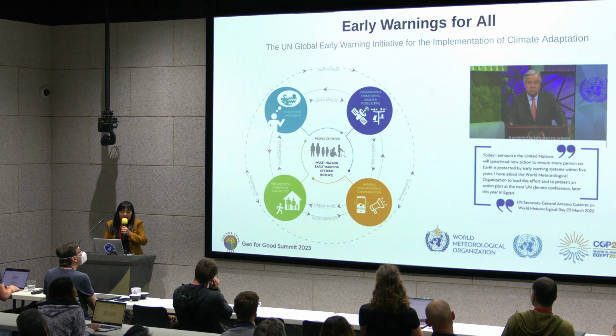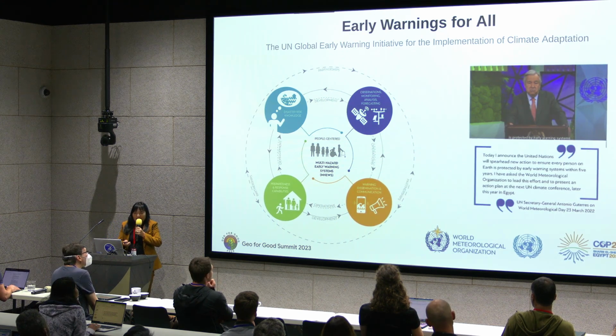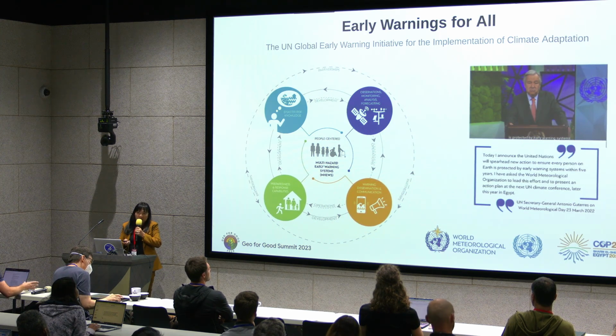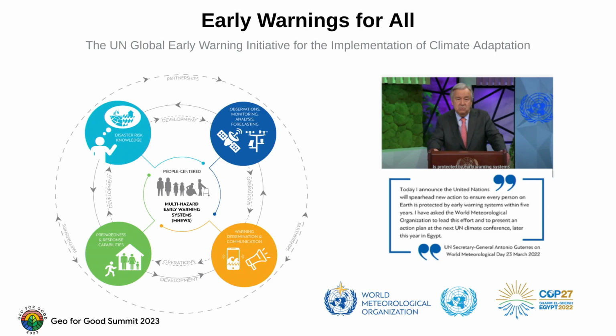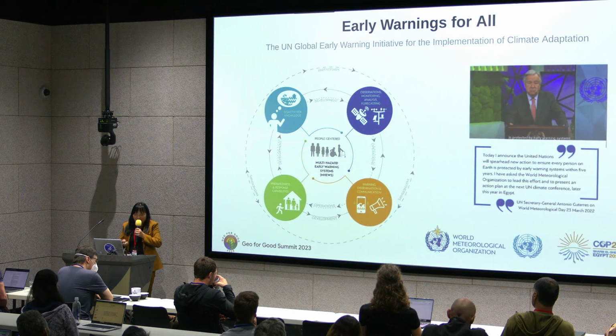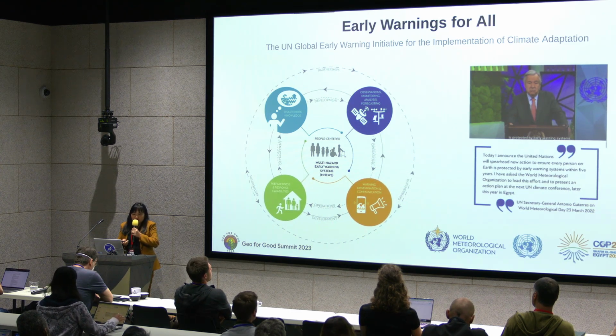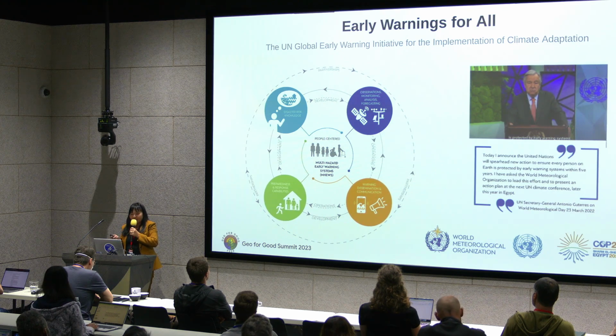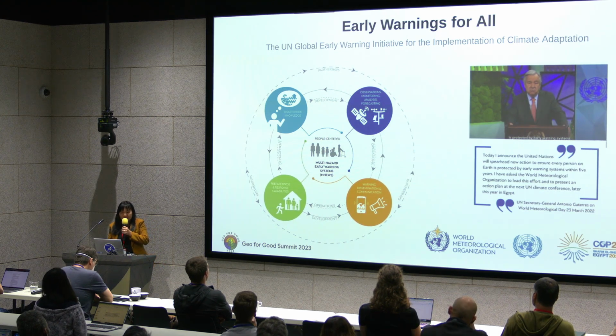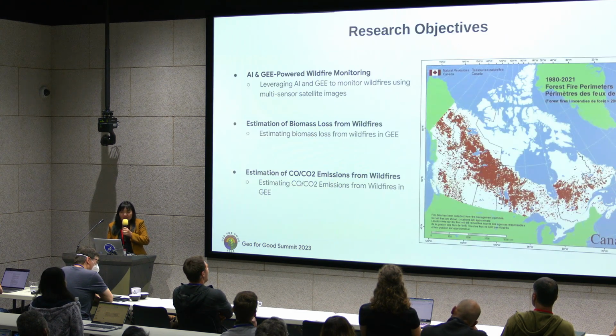So the UN has decided to establish early warning systems for all to implement climate adaptation and mitigation, to support the climate change approach. And Earth observation, detection, and monitoring supported by Earth observation is one of the 4 pillars of this. So the work from Google Earth Engine community is very important.